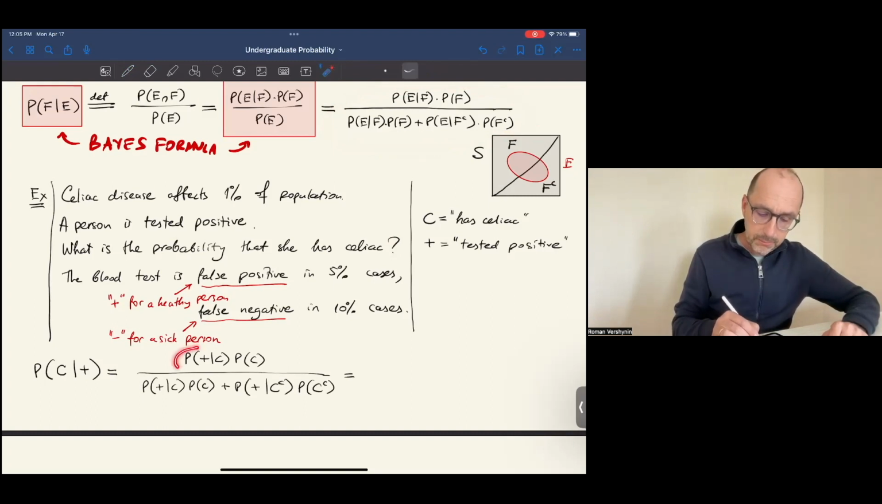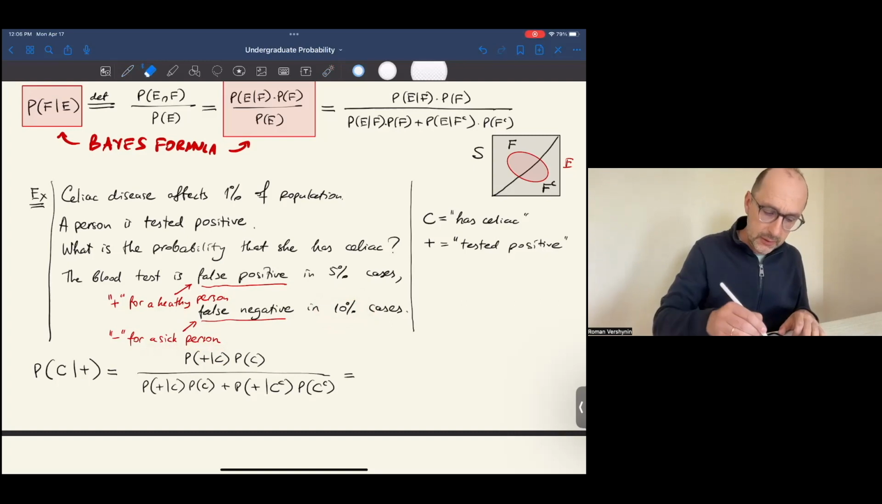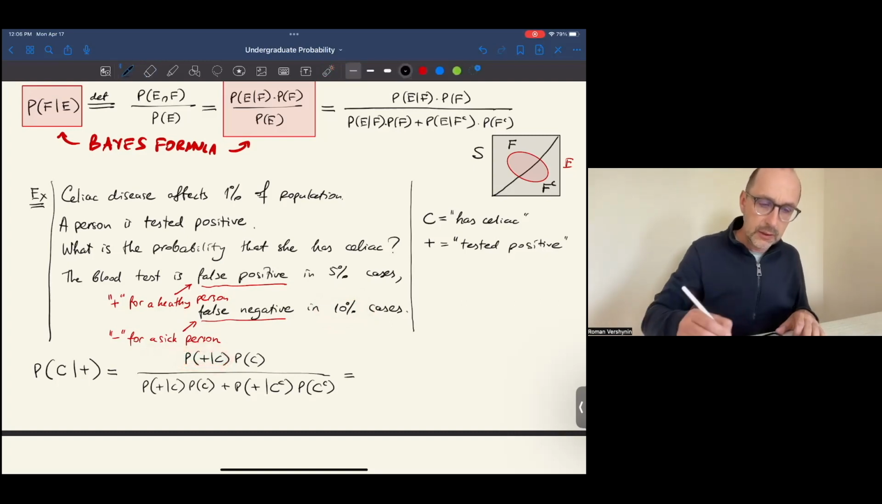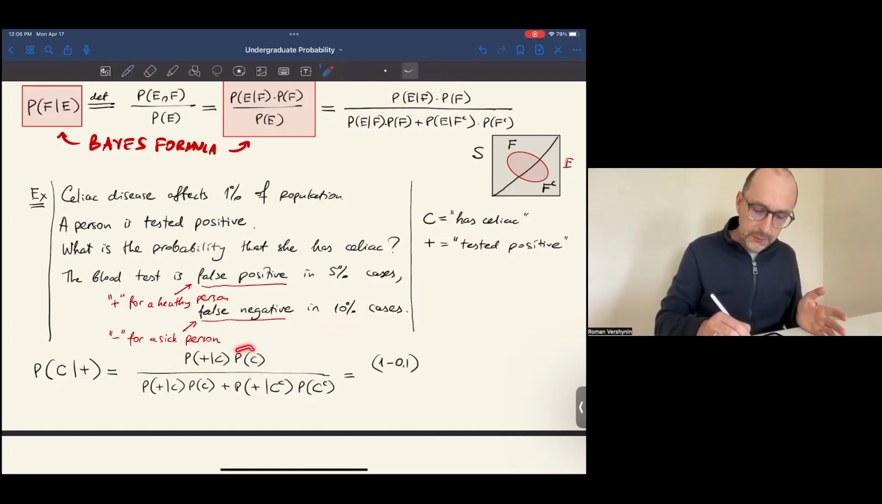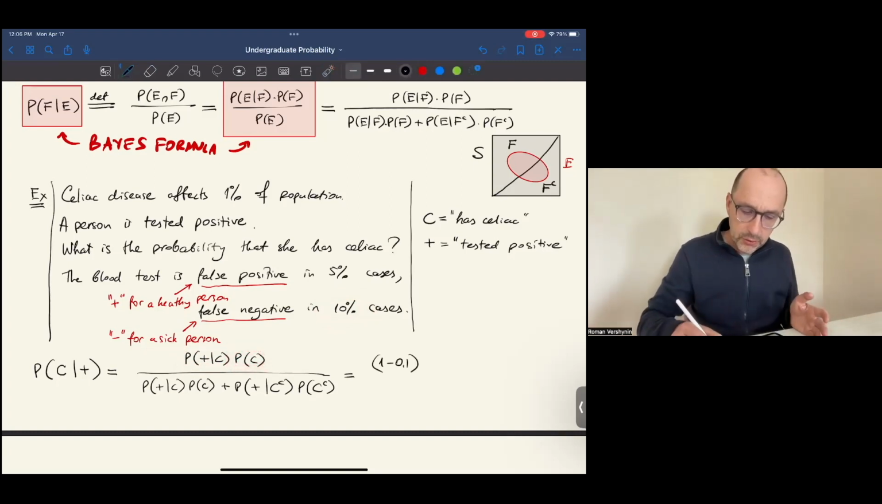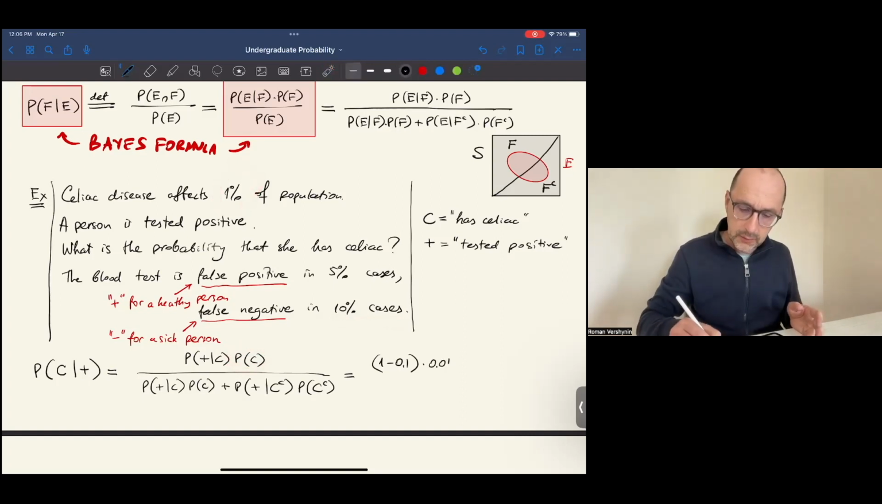What is P of plus given C if we know for sure that a person has celiac? What is the probability that the test is positive, that the test is correct? Well, the test is incorrect in 10% of the cases. So this probability is the complement of 0.1. Now, P of C, that's a probability that the randomly chosen person is sick, and that is 1%.